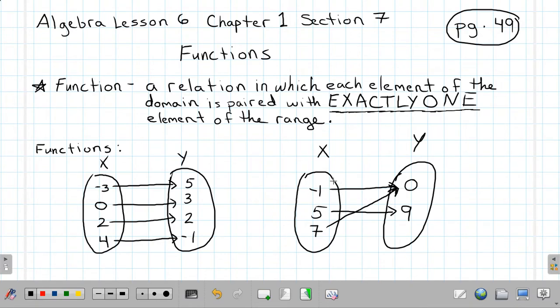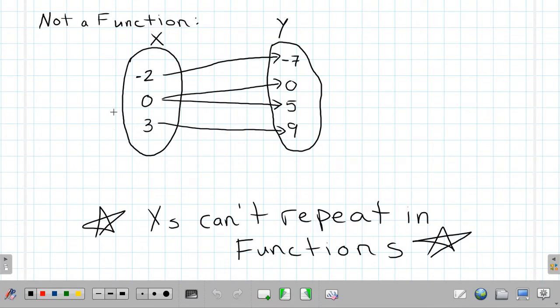So let's actually have a look at an example of something that's not a function. Well, this is not a function. Here we've got -2, 0, and 3 in the domain. And in the range, the y values are -7, 0, 5, and 9. So far so good with the -2. -2 is just paired with -7. And then down here with the 3, that's also fine. 3 is just paired with the 9.